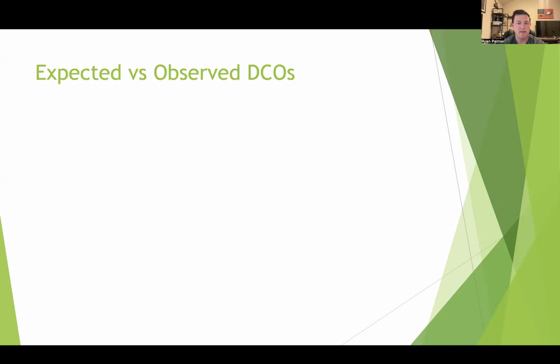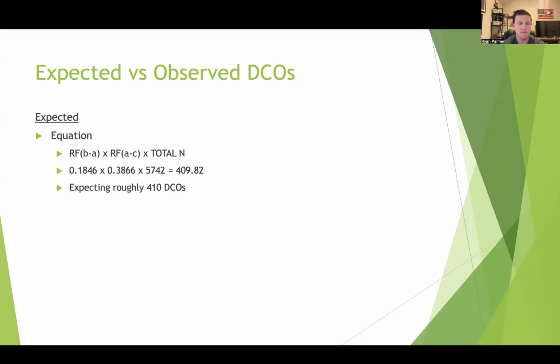Double crossovers, expected versus observed. Expected double crossovers. The equation, we have the recombination frequency of B to A multiplied by the recombination frequency of A to C times the total number of genotypes. So we find our B to A to be 0.1846, and we have our A to C as 0.3866 times the total number, 5,742. And we expect to have about 409.82 double crossovers. So we're expecting roughly 410.